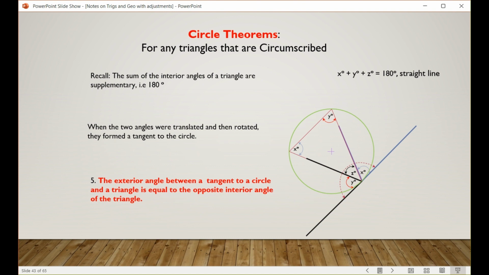Let's look at Y. Does Y fit that rule? Y is the exterior angle between the tangent to the circle and the triangle, and Y is also the opposite interior angle of the triangle. So it works either way. These rules are best learned if you practice it 1 or 2 times with different circles and different tangents, and do the same thing here, and you'll see that they all line up. And the theorem holds for any triangle where the triangle is touching the circle at 3 points.